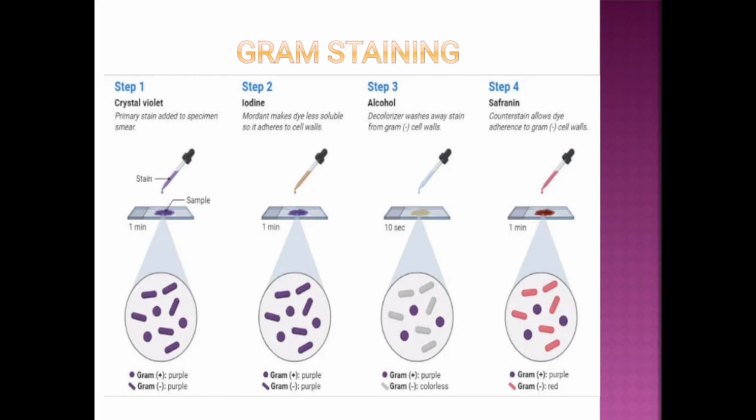Whereas when you add alcohol, gram negative bacteria release this crystal violet iodine complex and they become decolorized. And when you add the counterstain safranin, these bacteria are stained pink in color. So when you see a slide which contains violet colored bacteria, it is gram positive, and when they are pink in color, they are gram negative bacteria. So this technique is widely used to classify bacteria.